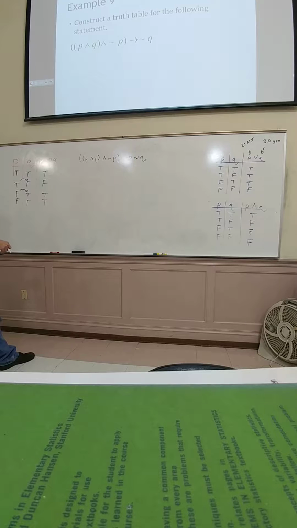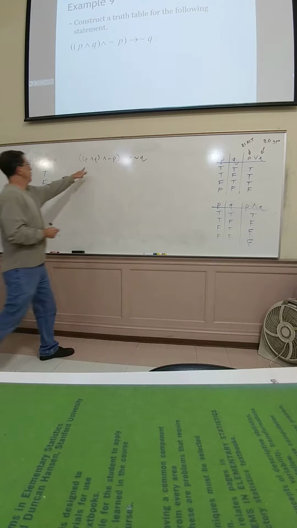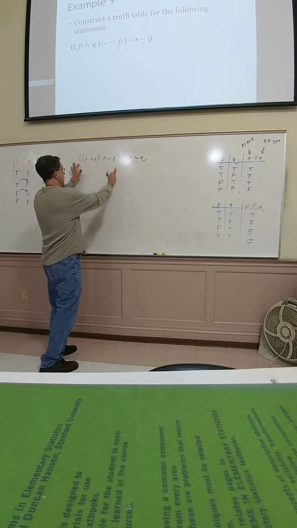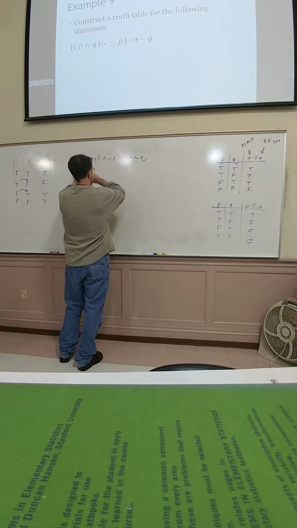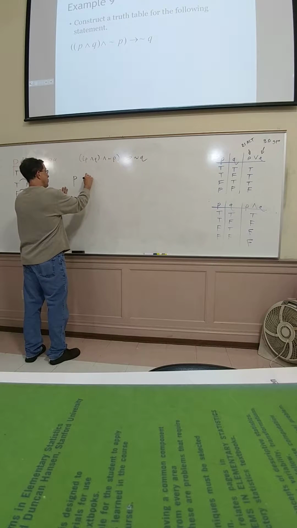So we're going to do, as you can see, inner parentheses is P and Q, and then we've got and negate P in the outer parentheses, and arrow finally to Q, negate Q. So we're going to do P, Q.